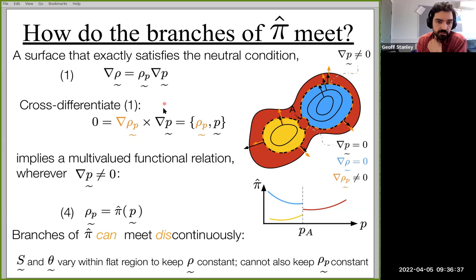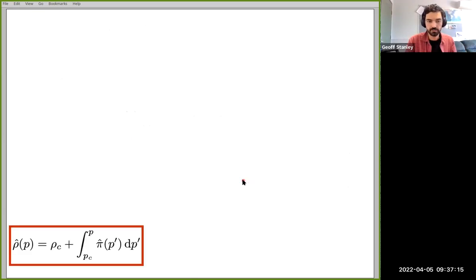And so if you see these equations again, also remember that there's this fundamental difference between these two types of equations that give rise to the functional relationship. Okay, so in this flat region, we have that salinity and temperature can vary so as to maintain a constant rho. As I said, grad rho is 0, so rho is constant here. But you can't also maintain this other condition that the compressibility is constant. So the compressibility could change as you move across this region, and that means that these branches of pi hat could meet discontinuously at the saddle points. And that will prove to be very useful later on.